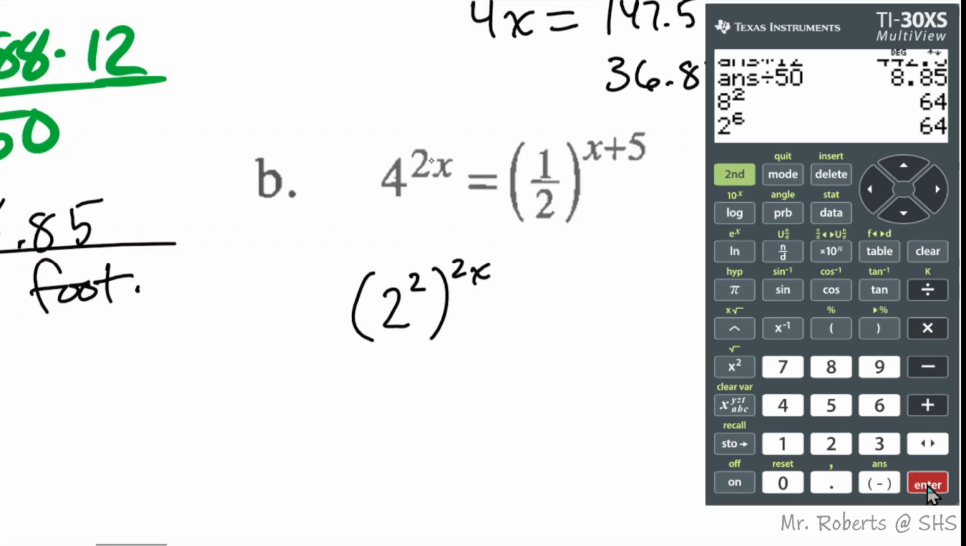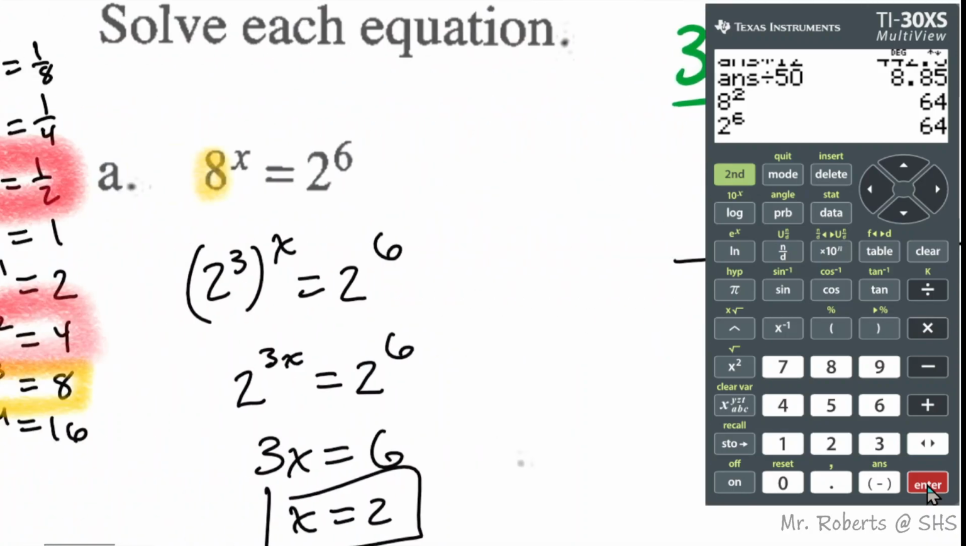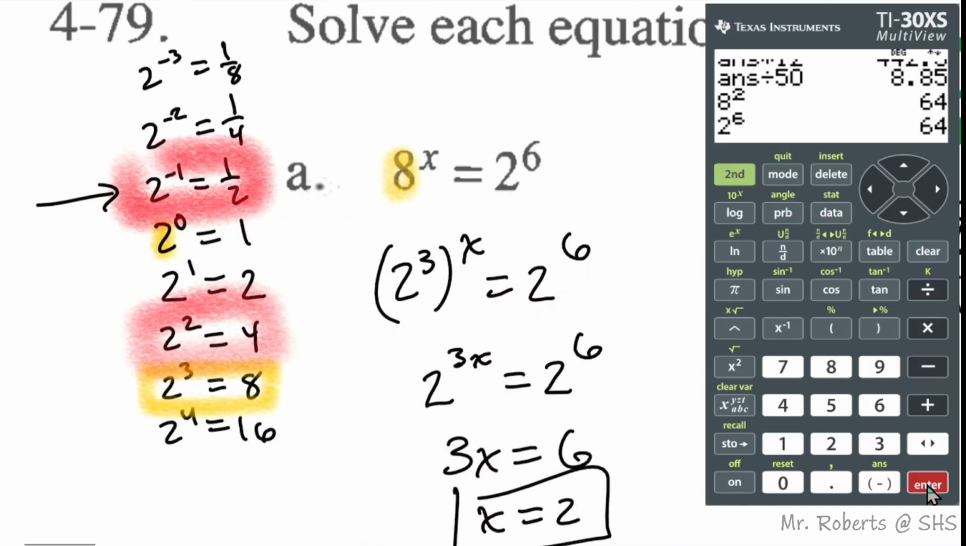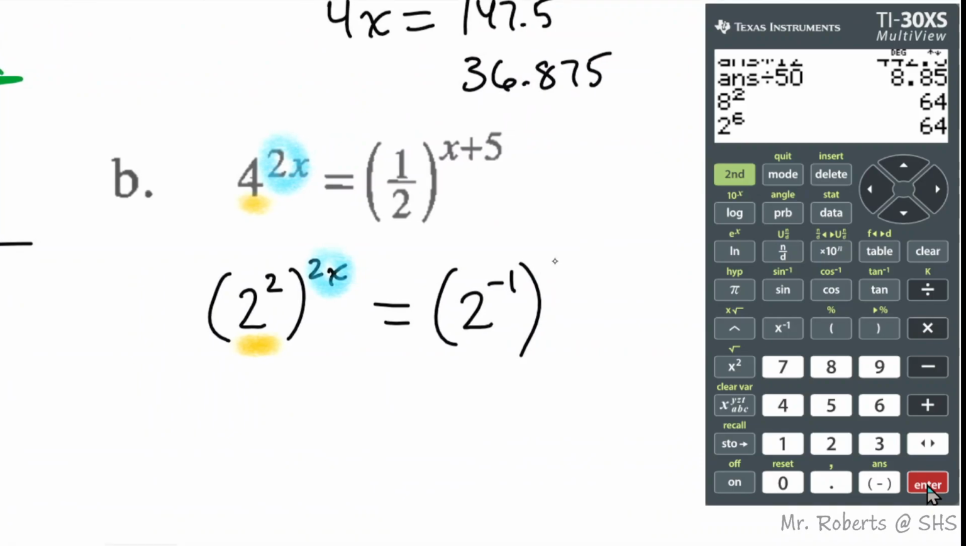So you can see what I'm about, right? They're both being raised to the 2x power. And it's the same number, right? This is the number 4, and that's the number 4. Now, on the other side, watch this. 2 to the negative first power is 1/2. 2 to the negative second is 1/4. 2 to the negative third is 1/8. So that's the number 1/2. And I'm going to raise that to the x plus 5 power.